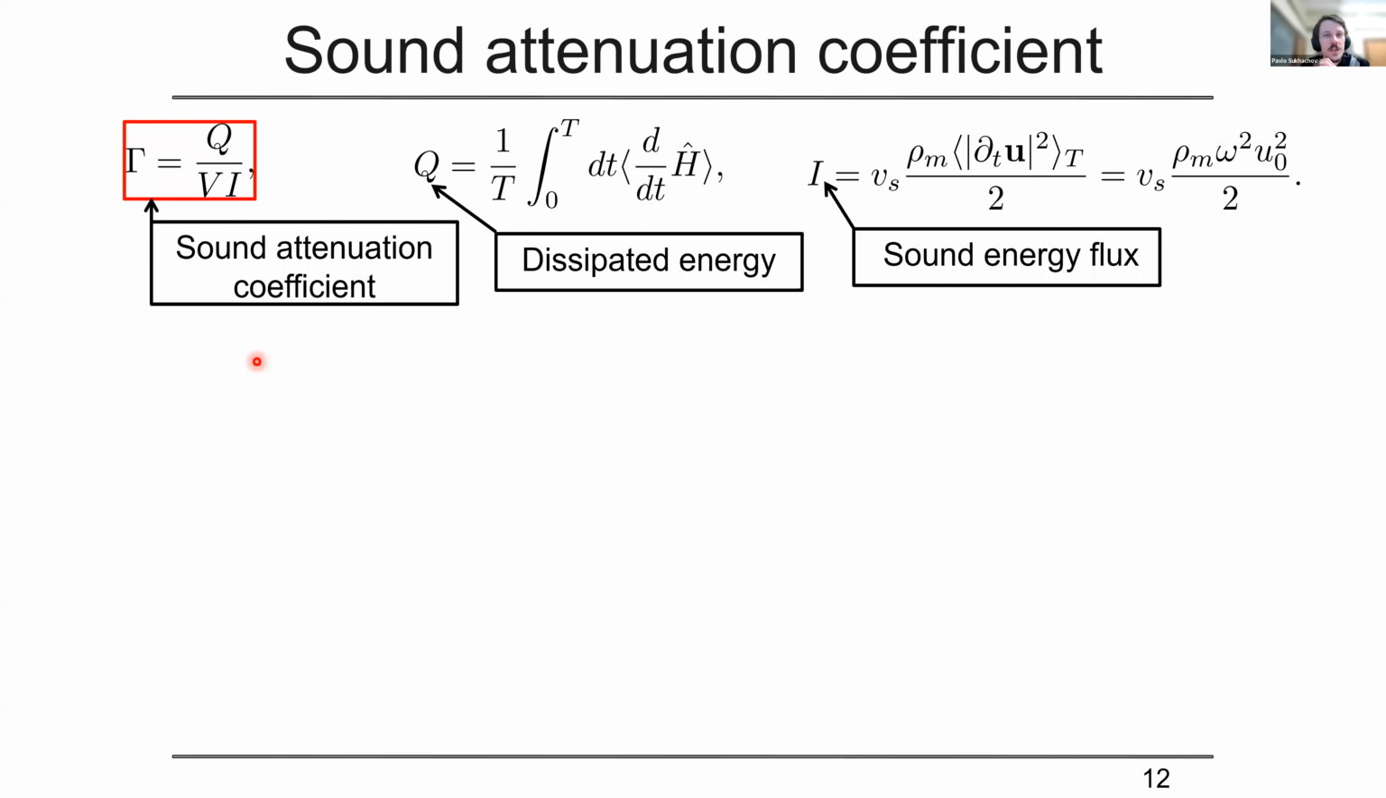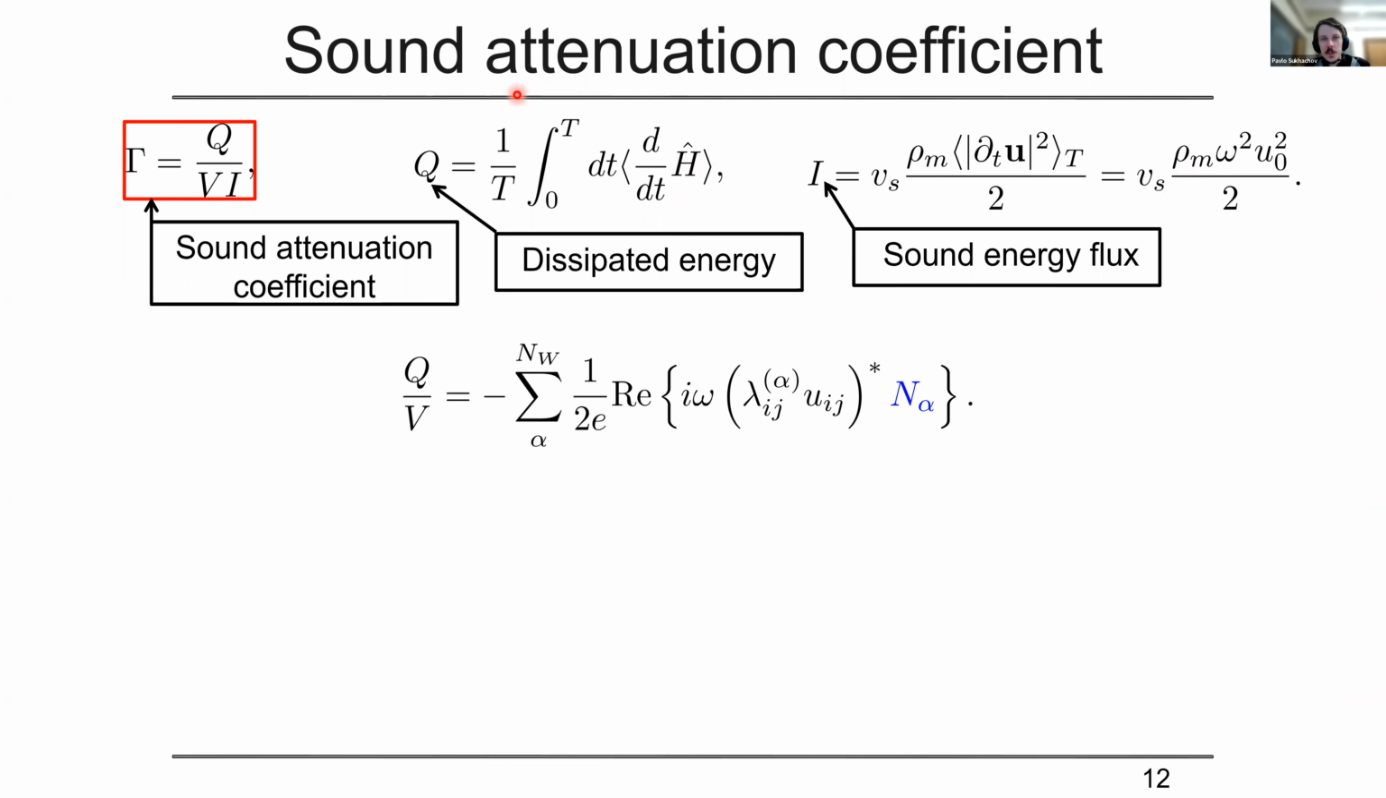Here I'm switching gears a little bit and going to more technical details. So what is the sound attenuation coefficient? Essentially, this is just the dissipated energy divided by the volume of the system and divided by the sound energy flux. Dissipated energy can be calculated as the ensemble-averaged time derivative of the Hamiltonian. And we also should average it over the period of our sound wave. The sound energy flux is just a simple expression that is valid for any material. There is nothing special here. So essentially, it depends on the speed of sound and the mass density of the material.